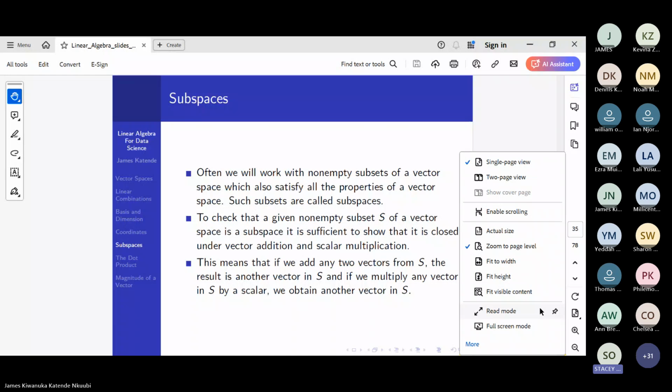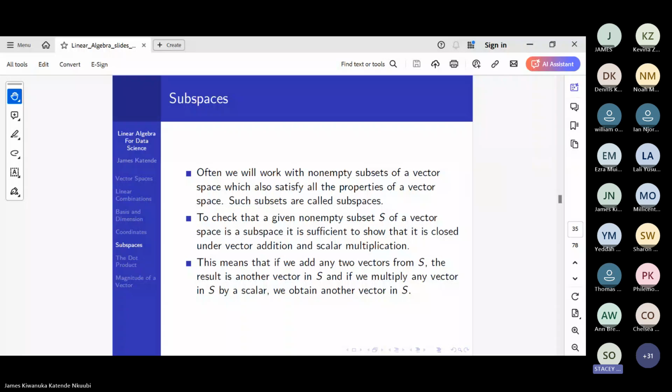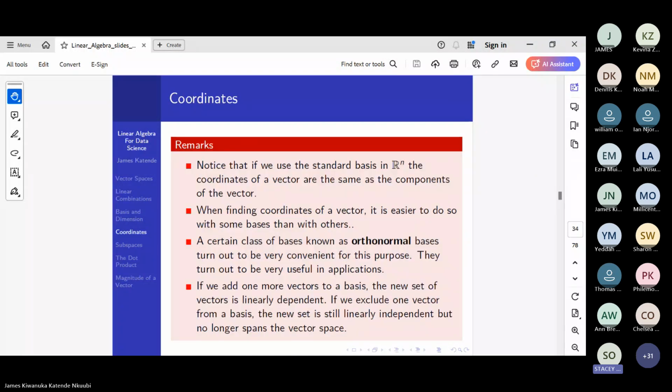Under coordinates, there's a remark that you made, and you tried to explain that if you add one more vector to a basis, the new set of vectors is still linearly dependent. And if we exclude one vector from it, the set is still linearly independent. So how come it's still linearly independent when the first statement says it's linearly dependent, not independent? I don't know if you missed that. Which statement? There's a remark that you made under basis, under coordinates. It's on the slide on the screen now. The last remark.